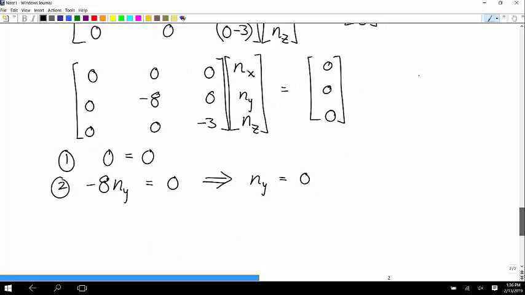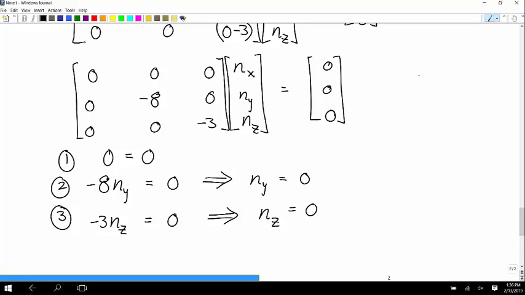And now we'll go on to the third equation. It says -3 nz is equal to 0. Does that tell us anything? Nz has to be equal to 0.